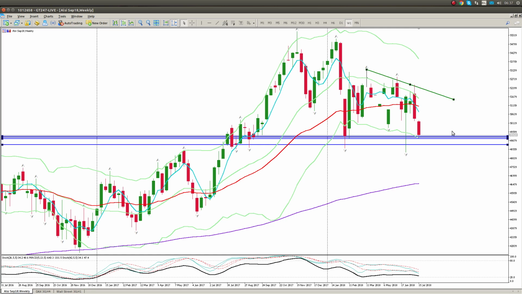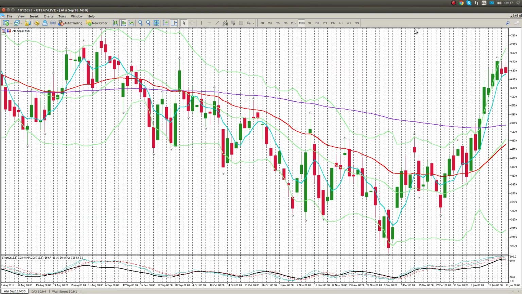Okay, if we do break below these areas here, it's going to be quite violent because there's nothing much to stop it. There's one or two areas, but it'll be quite a violent move back down to the 45,000 area, 43,000 area even. Okay, so that's kind of my take for today.